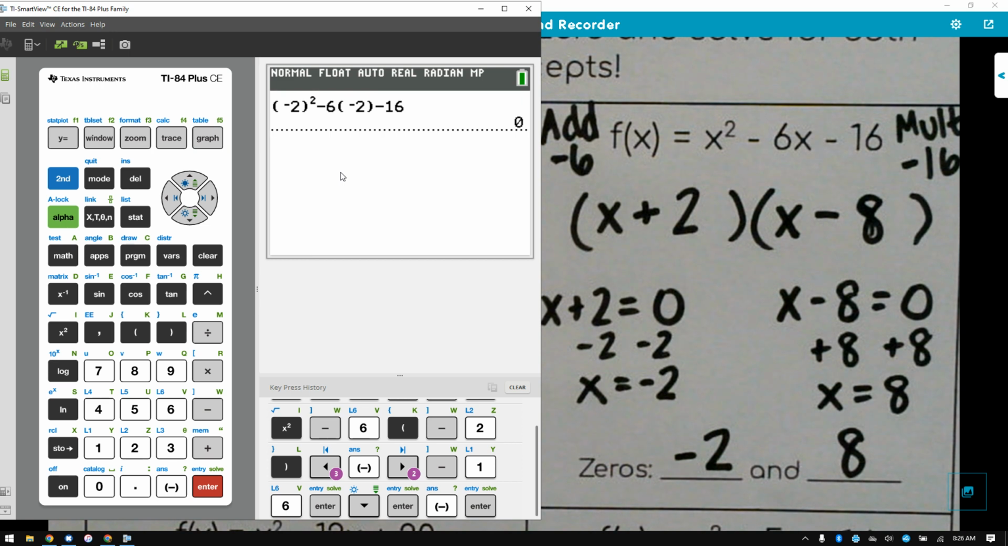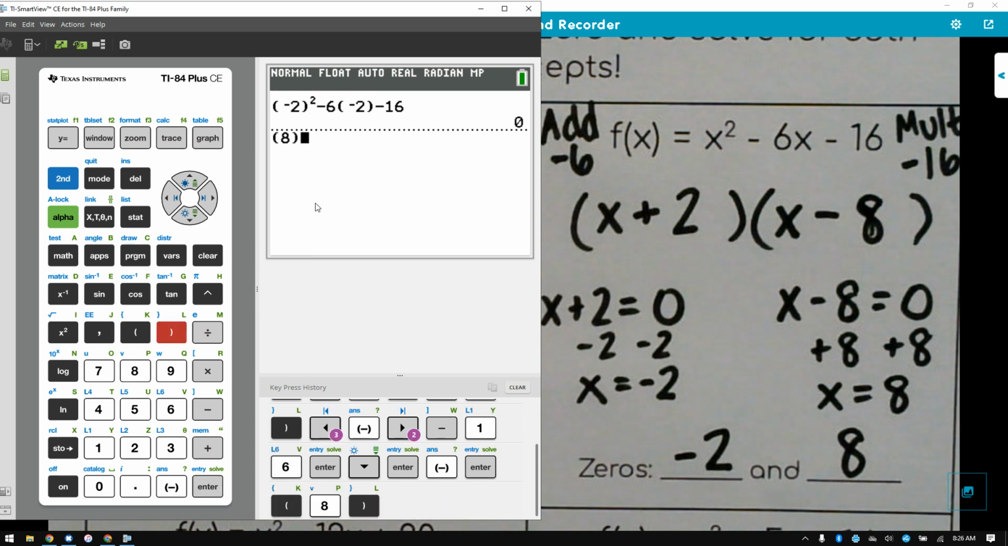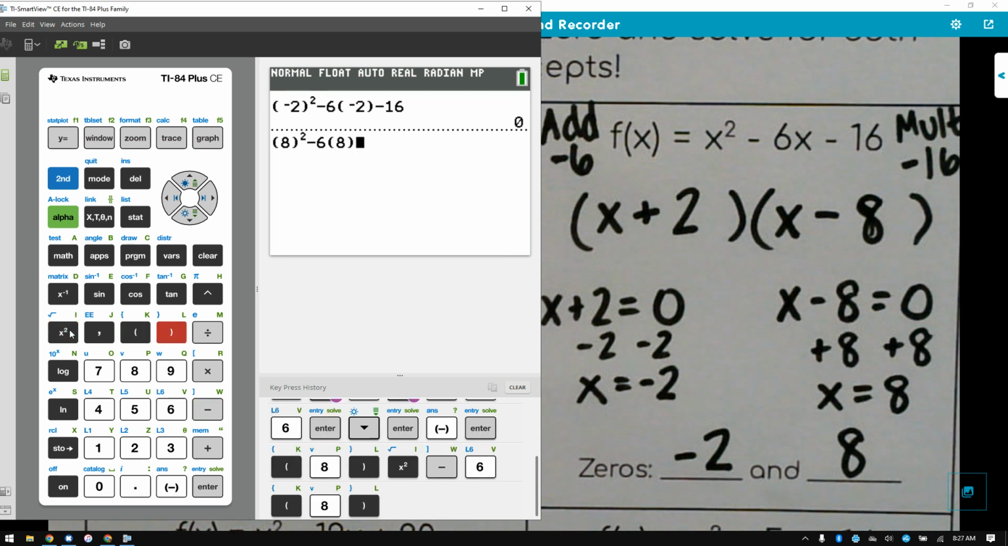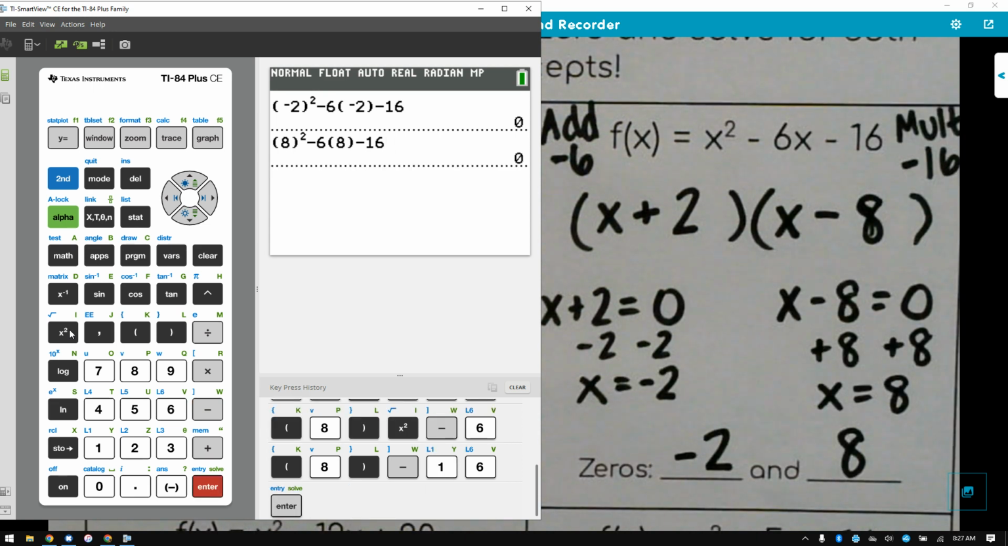If I plug in 8 squared minus 6 times 8 minus 16, I'm also going to get 0. So if I plug in those x values, my y value is 0. Just wanted to show you that. Okay? We've got 2 more problems to look at.